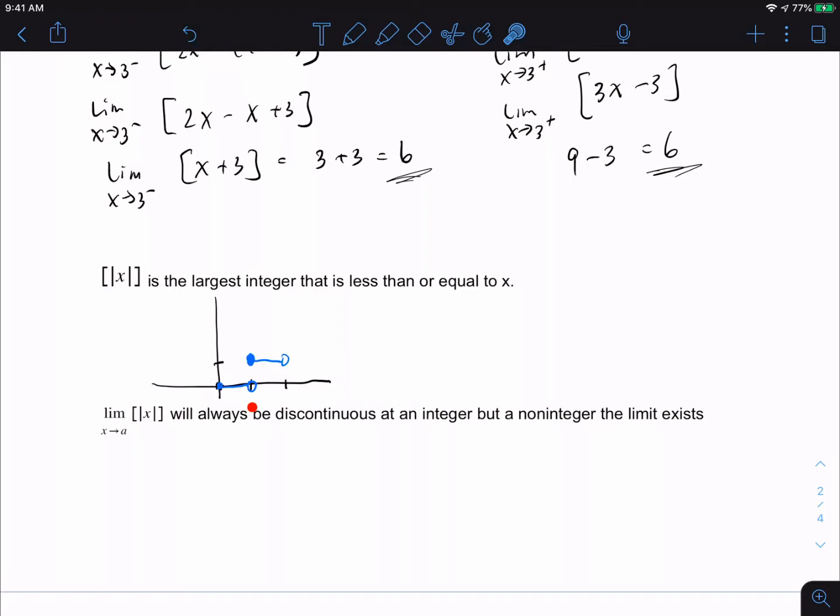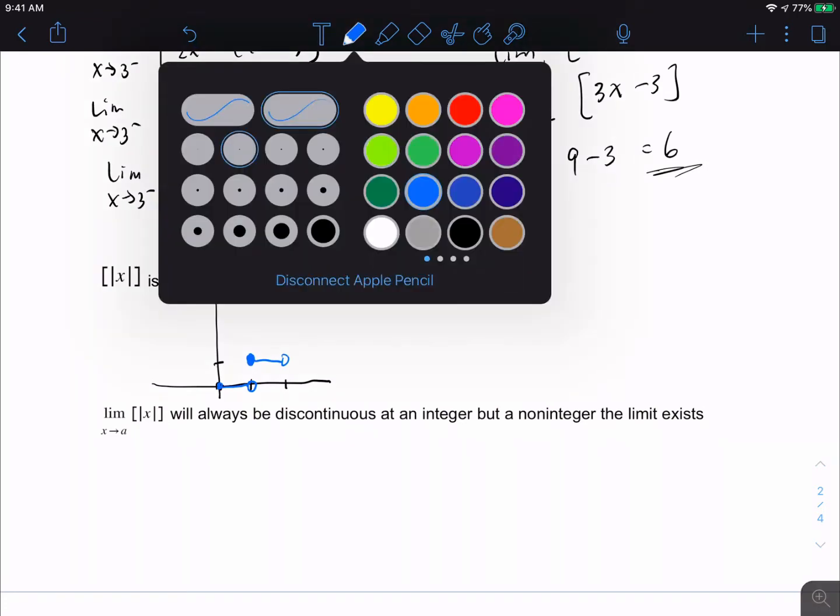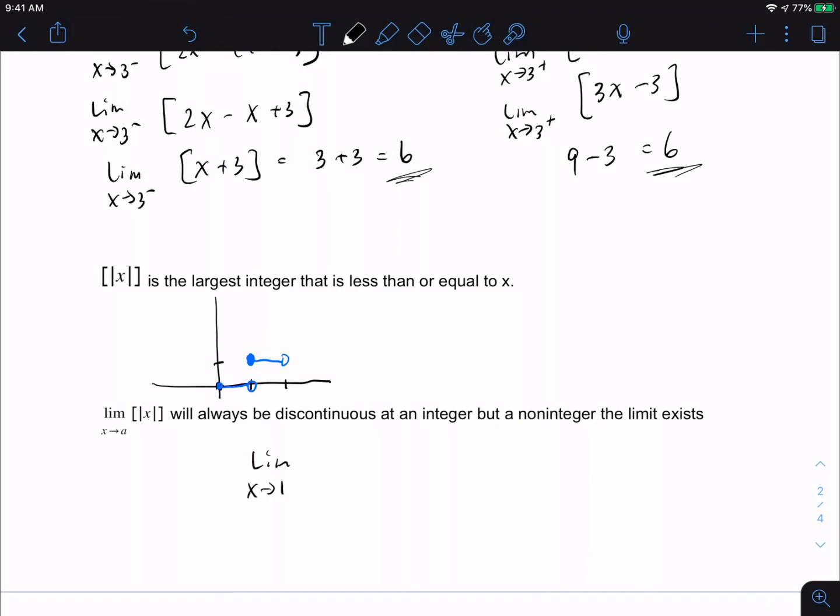If I'm going to 1, so if I say the limit as x approaches 1 of this greatest integer function, as I'm coming to 1 from the left, what is the limit? It's 0, right? Because the limit really is what the y value is. So what's the y value as I'm approaching 1 from the left? It's 0. But what happens as I'm coming from the right? It's 1. Since the left is 0 and the right is 1, at that integer they're not the same value. It's DNE.